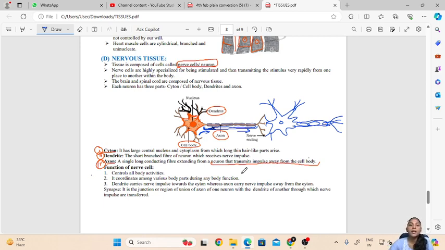Then dendrites carry nerve impulse towards the cytons. As I have already said, these dendrites will collect the nerve impulse and they will carry it towards the cell body or the cyton, whereas the axon will carry the nerve impulse away from the cyton. So the axon will carry the nerve impulse away from the cyton.